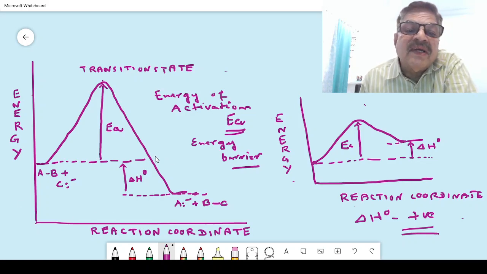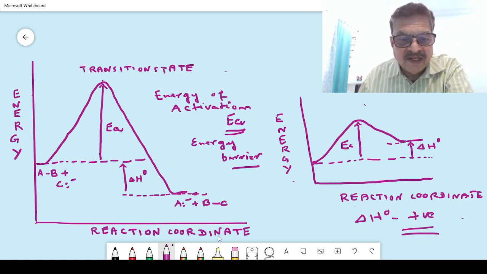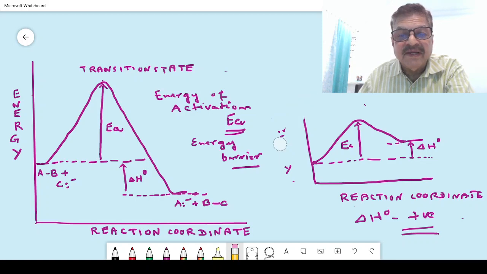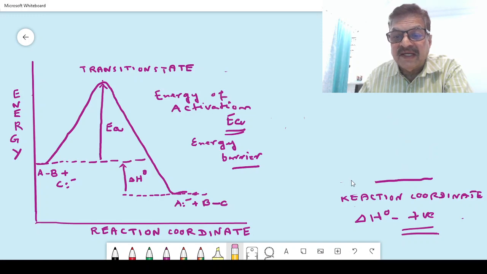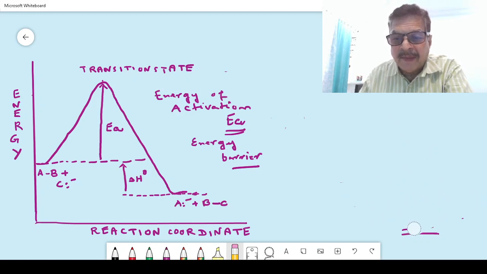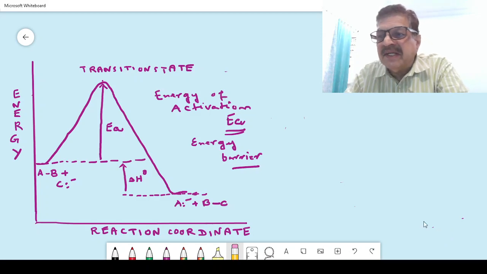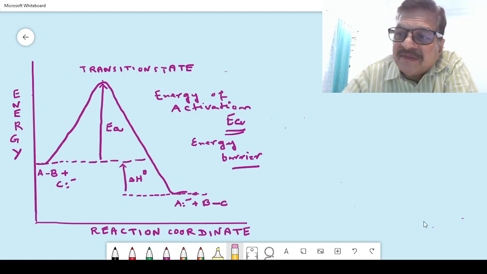Now we have seen it's a single step mechanism. In the beginning we have seen the single step mechanism, that is the reaction is proceeding in a single step, that is bond breaking and bond making take place at the same time. Simultaneously it is happening here. Now if this reaction takes place in more than one step, a two-step mechanism or a multi-step mechanism.